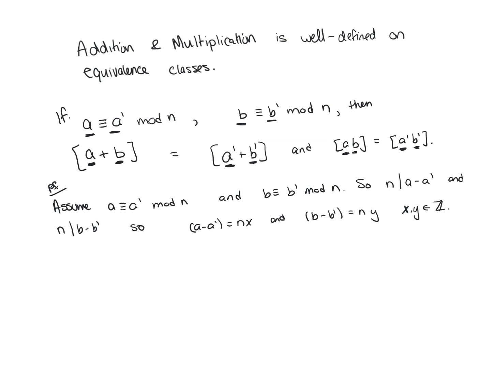Okay, and now I want to show that the equivalence class of A plus B is the same as the equivalence class of A prime plus B prime. So remember, we said that they're going to have the same equivalence classes if they're equivalent to each other, mod n. That's what we showed last time. So I want to try to show that A plus B and A prime plus B prime are equivalent mod n.